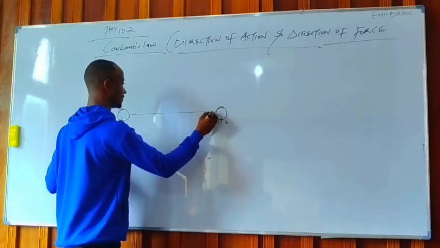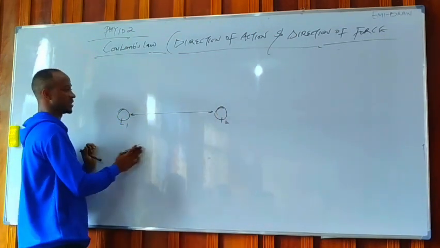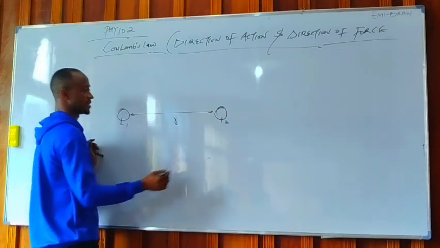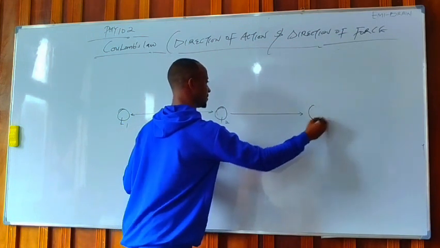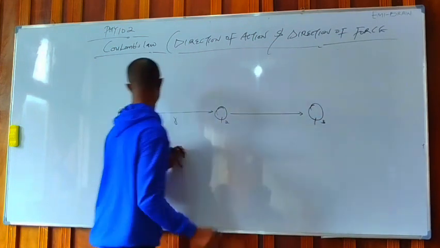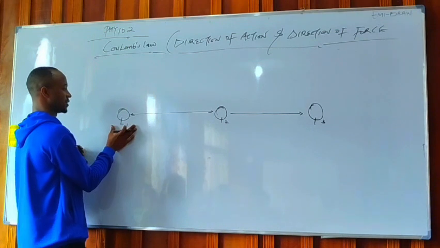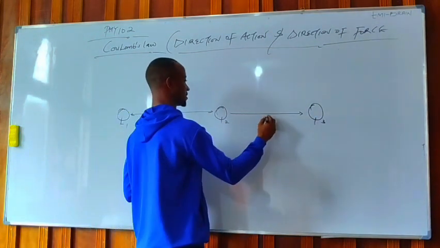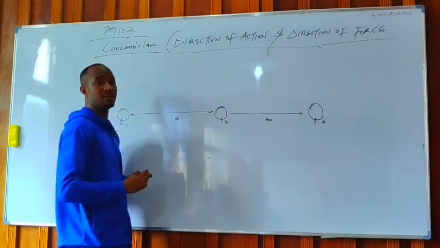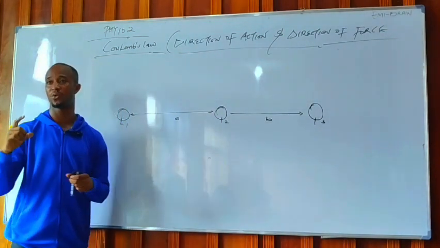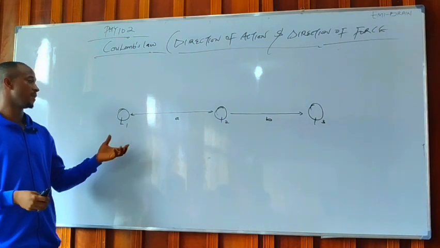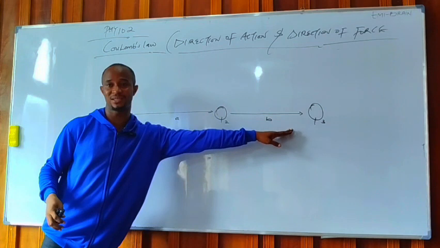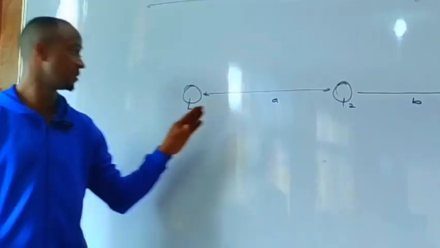and the distance of separation between these two charges is R. Are you there? Let's say I have another charge here, charge 3. If the distance between charge 1 and charge 2 is A, for instance, then charge 2 and charge 3 is B. Now you might be asked to use Coulomb's force law to find the force acting on either charge 3, charge 2, or charge 1.